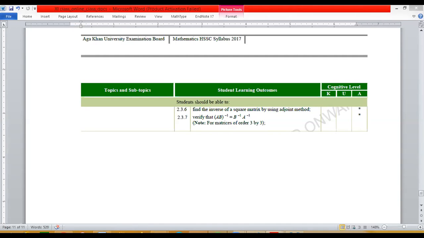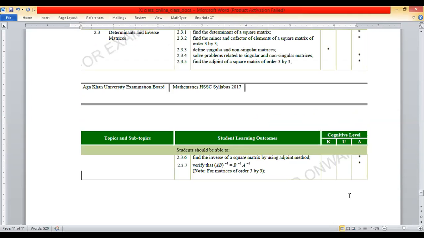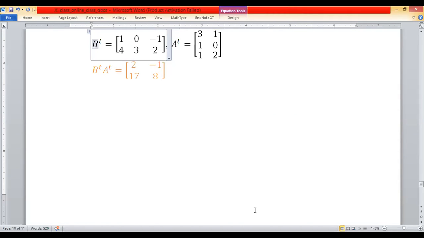Next you have to try your own exercise 3.1, complete exercise 3.1. So you have to try exercise 3.1. Okay.